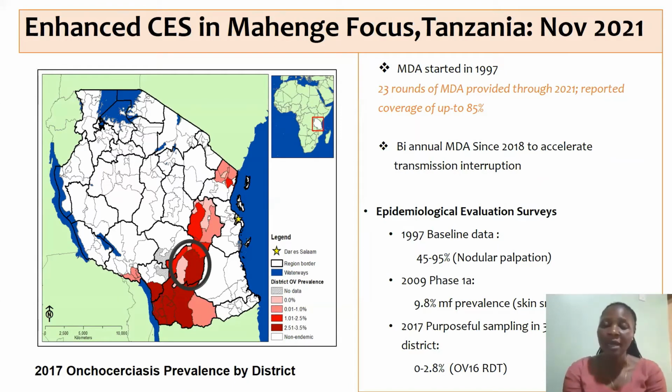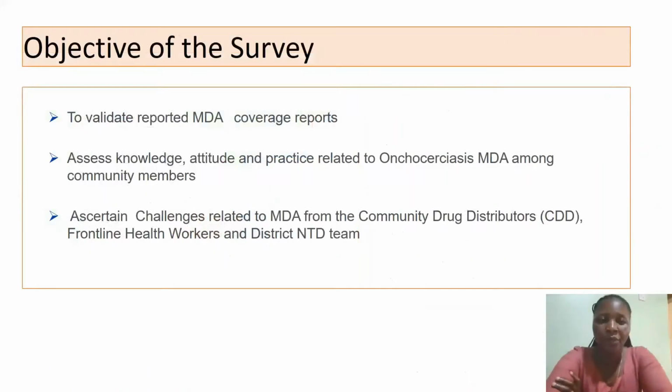However, regardless of these high reports of MDA coverage, the focus was seen to have ongoing transmission of onchocerciasis. The epidemiological evaluation survey indicates that there is still some evidence of areas where transmission is going on, regardless of the number of MDAs which have been implemented, as well as the reported coverage, which is above the threshold. We had three major objectives of the survey.